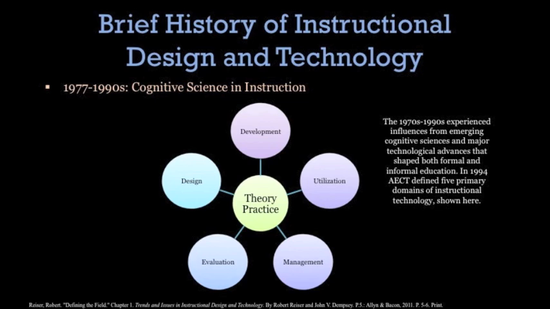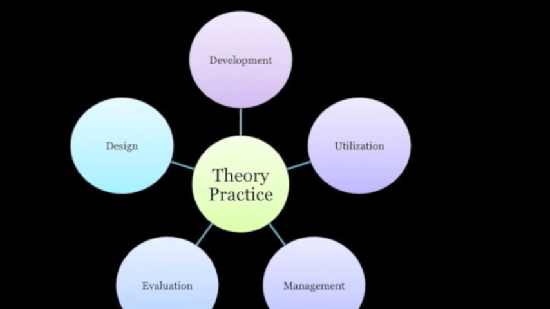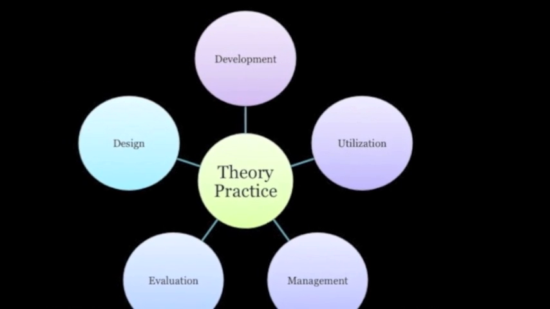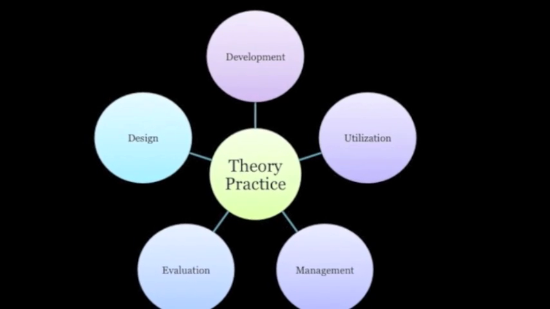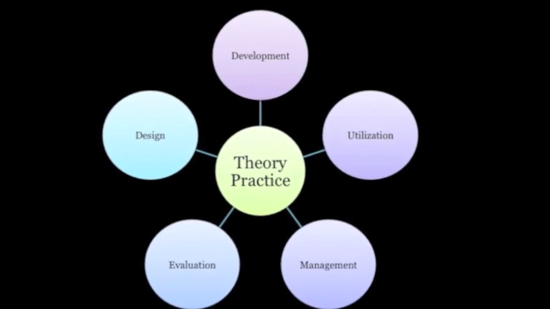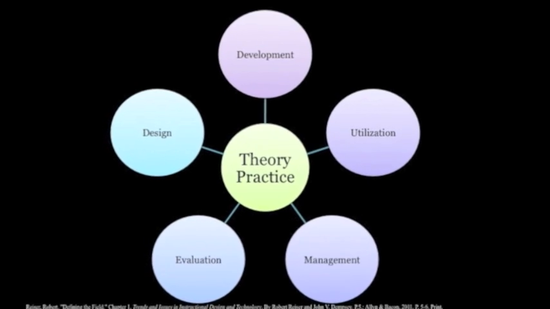The influence of cognitive sciences beginning in 1977 changed focus away from process to empirical evidence of learning in research, and theories focused on 5 new areas: design, development, utilization, management, and evaluation. The field now looks at facilitating learning, including the important role that the learner has in what will be learned and how it should be learned.